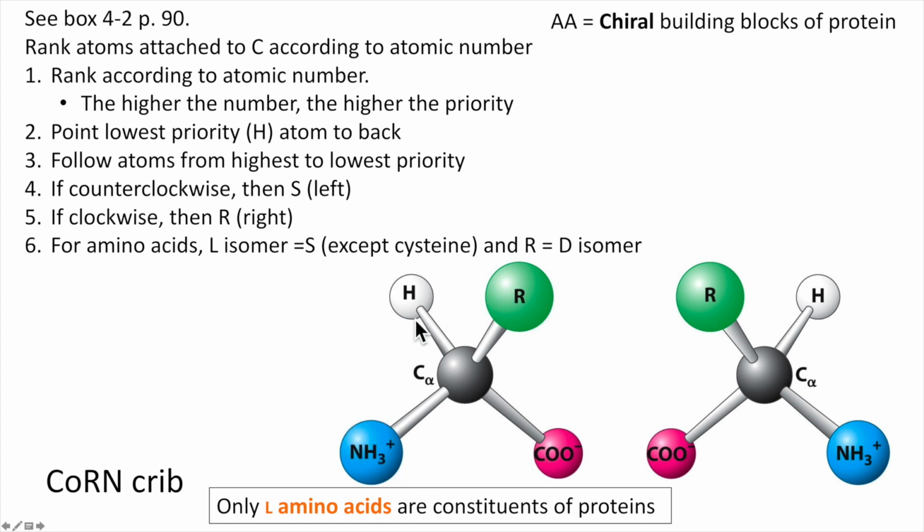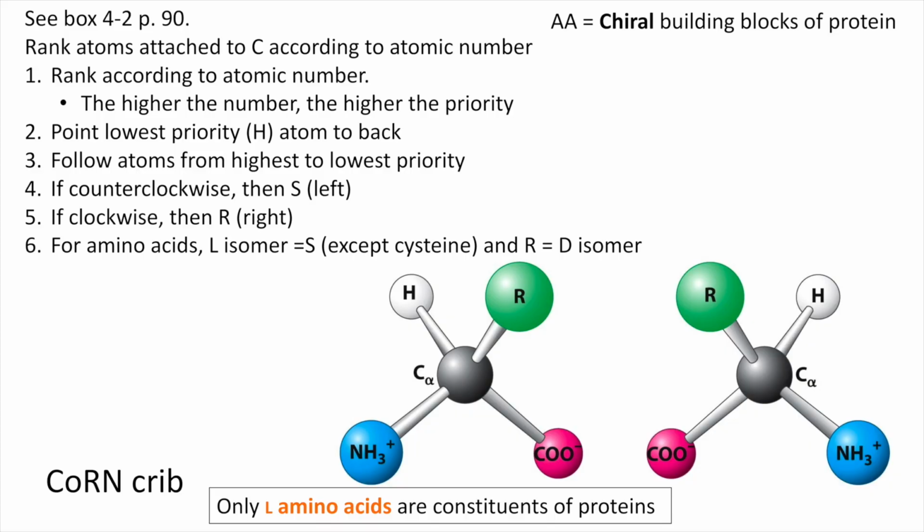So the L isomer. As opposed to on the right side, with the hydrogen in the back, this particular molecule, we start with the nitrogen, and then we go to the carbon double bonded to 2 oxygens, and then the R group. And so this one is clockwise, so we know it's R, and it's the D isomer. It is that simple. Don't complicate it, okay? And so that's how you can look at it and determine whether it's the L or the D isomer, okay?